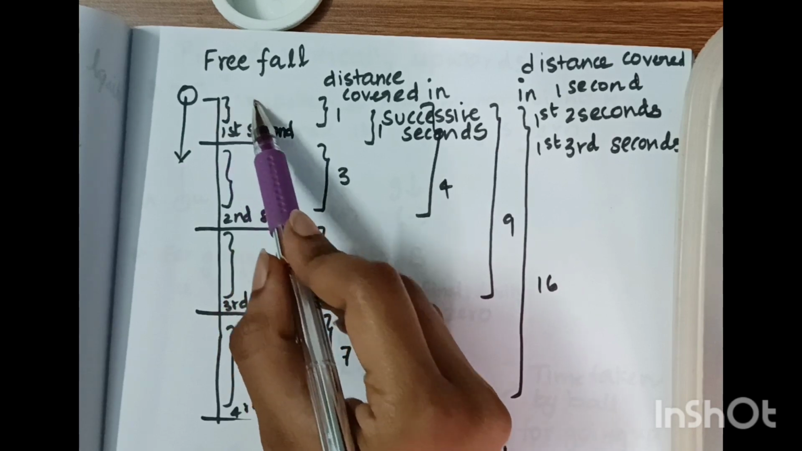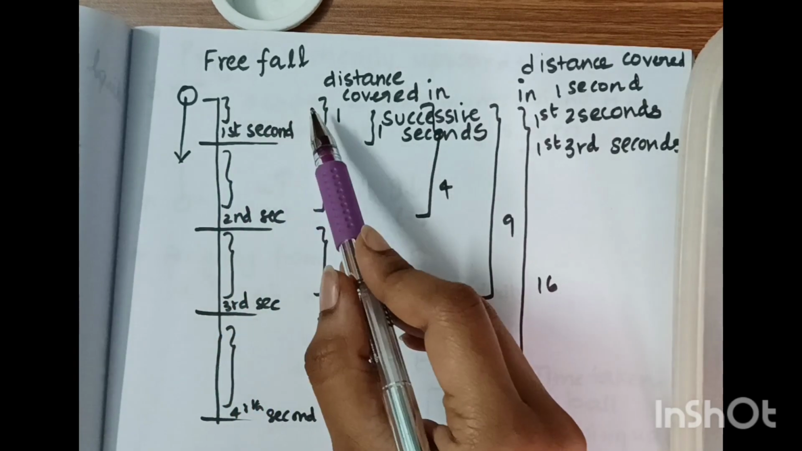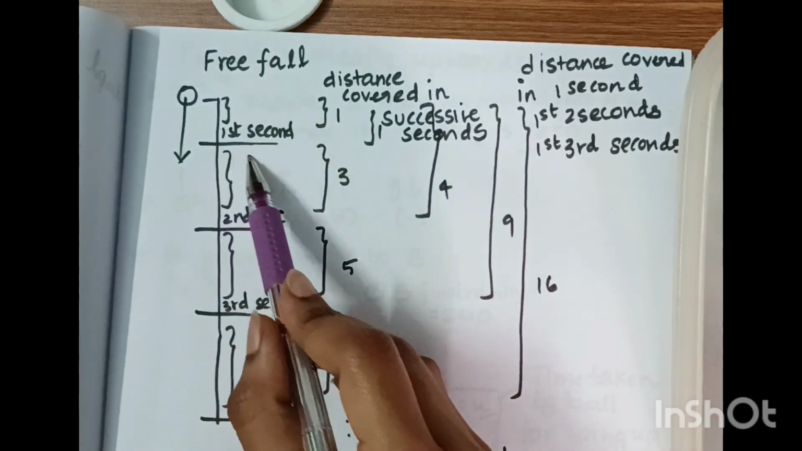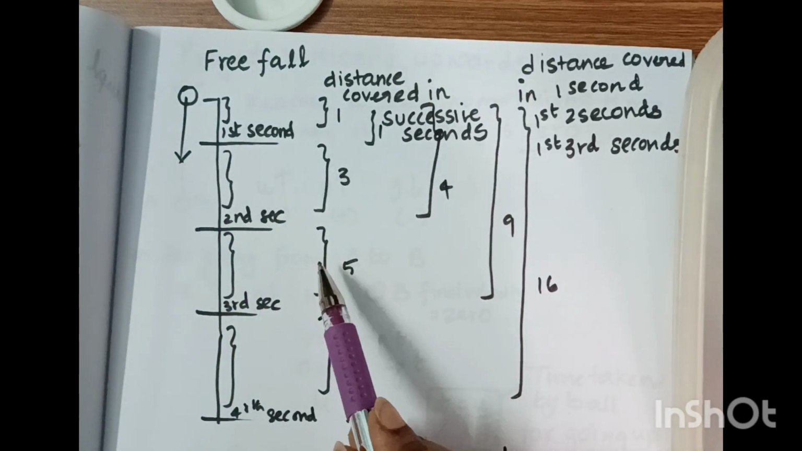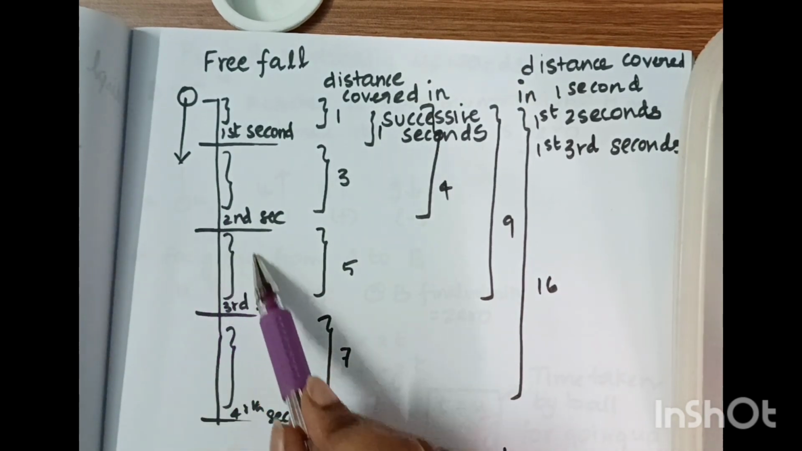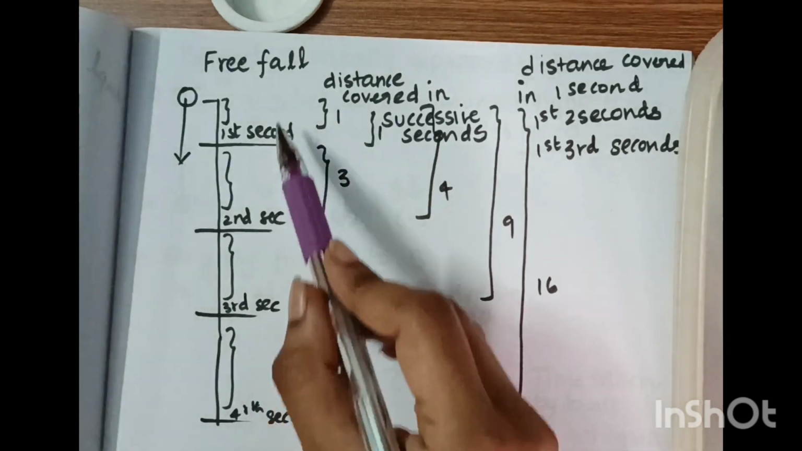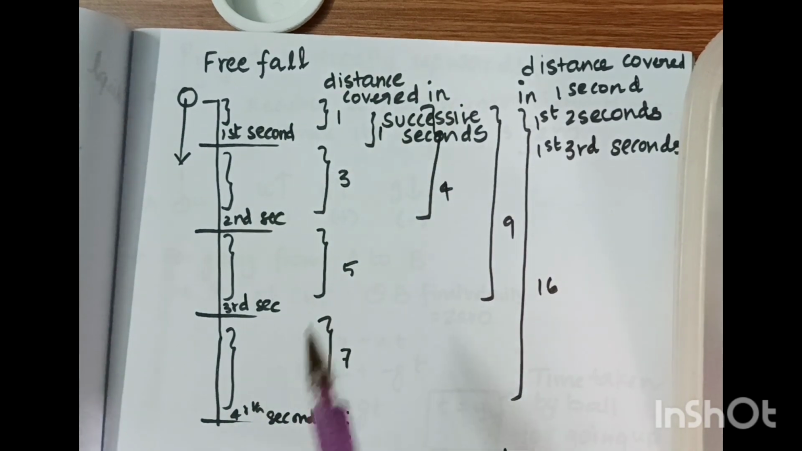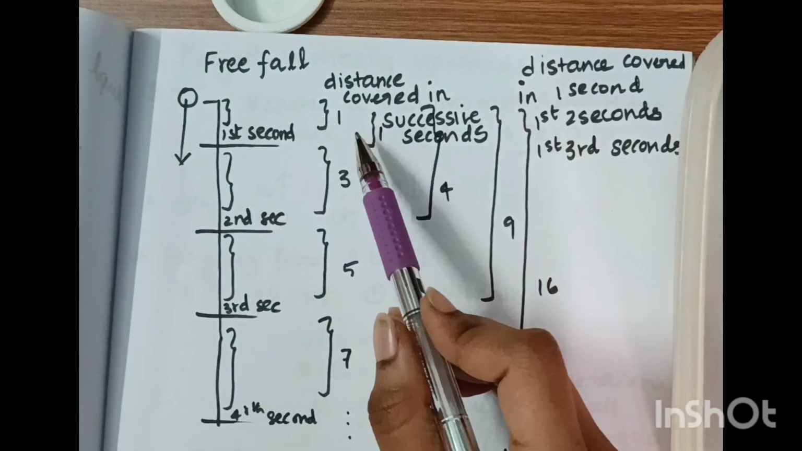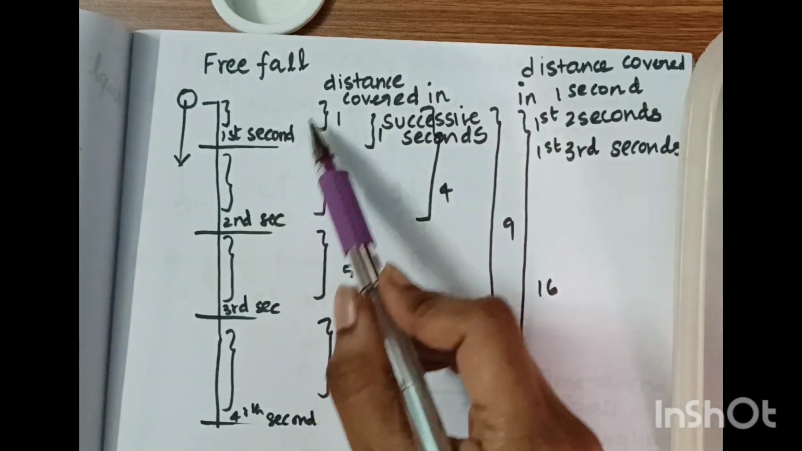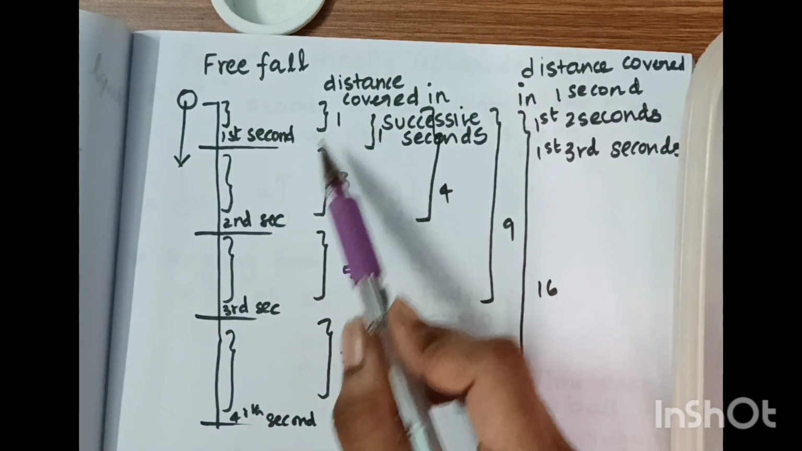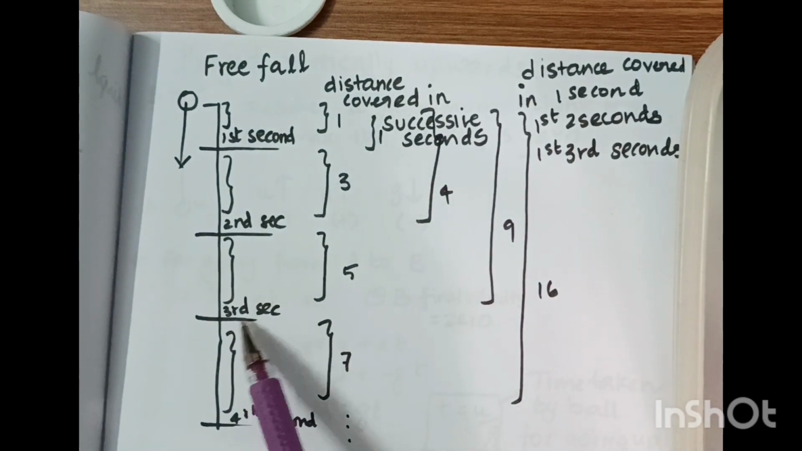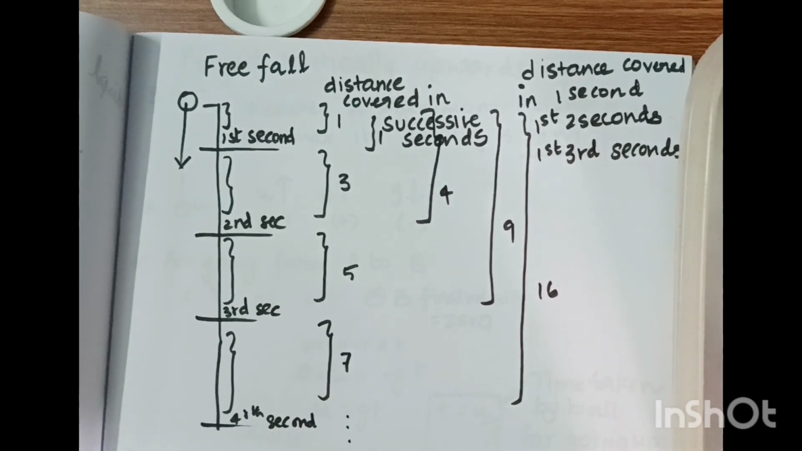If it is the first second, then this is the distance. If it is 2 seconds, then this is the distance. If it is the second second, then only this is the distance. If it is the third second, this is the distance covered in the third second. What if it is 3 seconds? This is the distance covered in 3 seconds. So there is a difference between these. So in the first second, this is the ratio of distance covered. If it is covering 1x in the first second, then in the second second it will cover 3x. In the third second it will cover 5x. In the fourth second it will cover 7x distance.